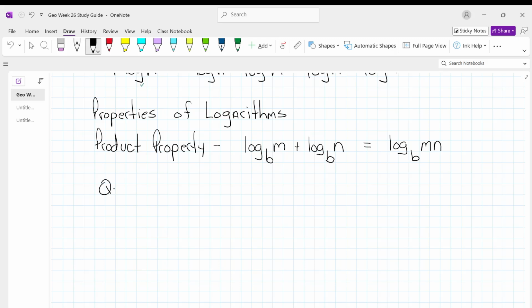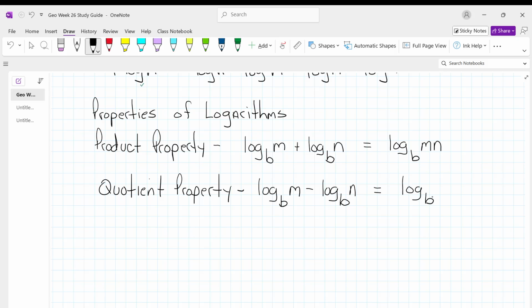Quotient property. States that if you have log b of m, and you're subtracting log b of n, then as a single log, you would write it log b of m divided by n.